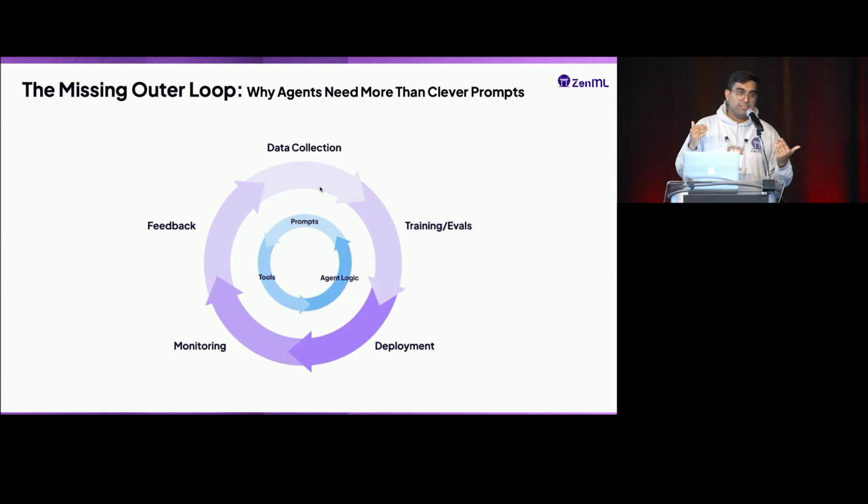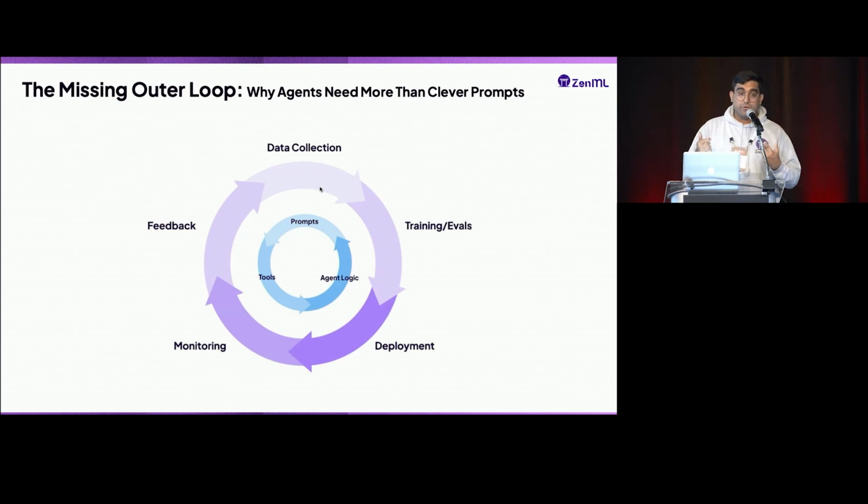In my opinion, the agent lifecycle is very similar. You have two loops. You have one loop, which we're seeing right now in the world, where you have the inner loop of prompt engineering. You write a while loop, which you can call an agentic loop if you want. You add some tools, and then you put it out there. That's your POC, that's your inner loop.